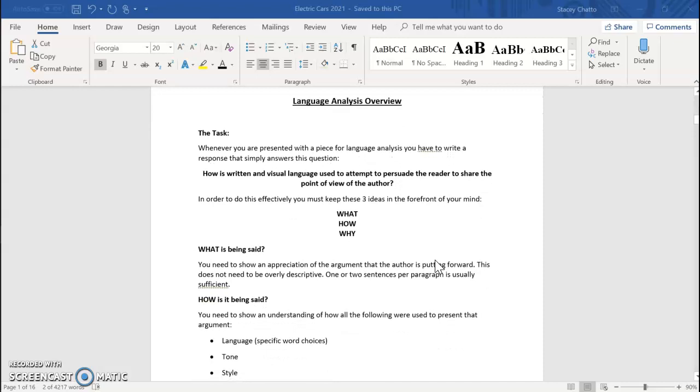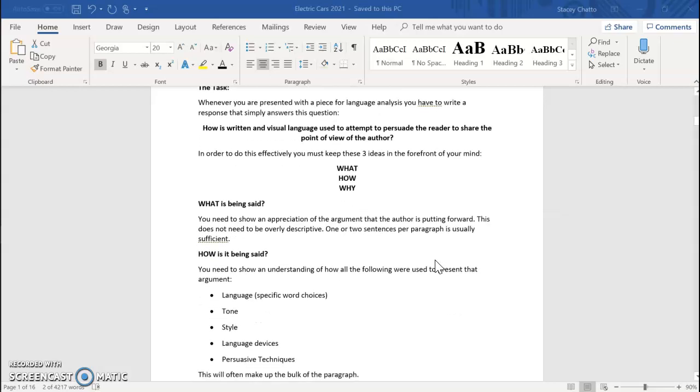You're going to be looking at articles, usually opinion pieces or newspaper articles, which are written to position you to have an opinion. So whenever you're presented with a piece of language analysis, you're going to write a response that pretty much answers the question, how is this written or visual piece used to attempt to persuade the reader to share the point of view of the author? We ask ourselves three very simple questions. What are they doing? How are they doing it? And why are they doing it?